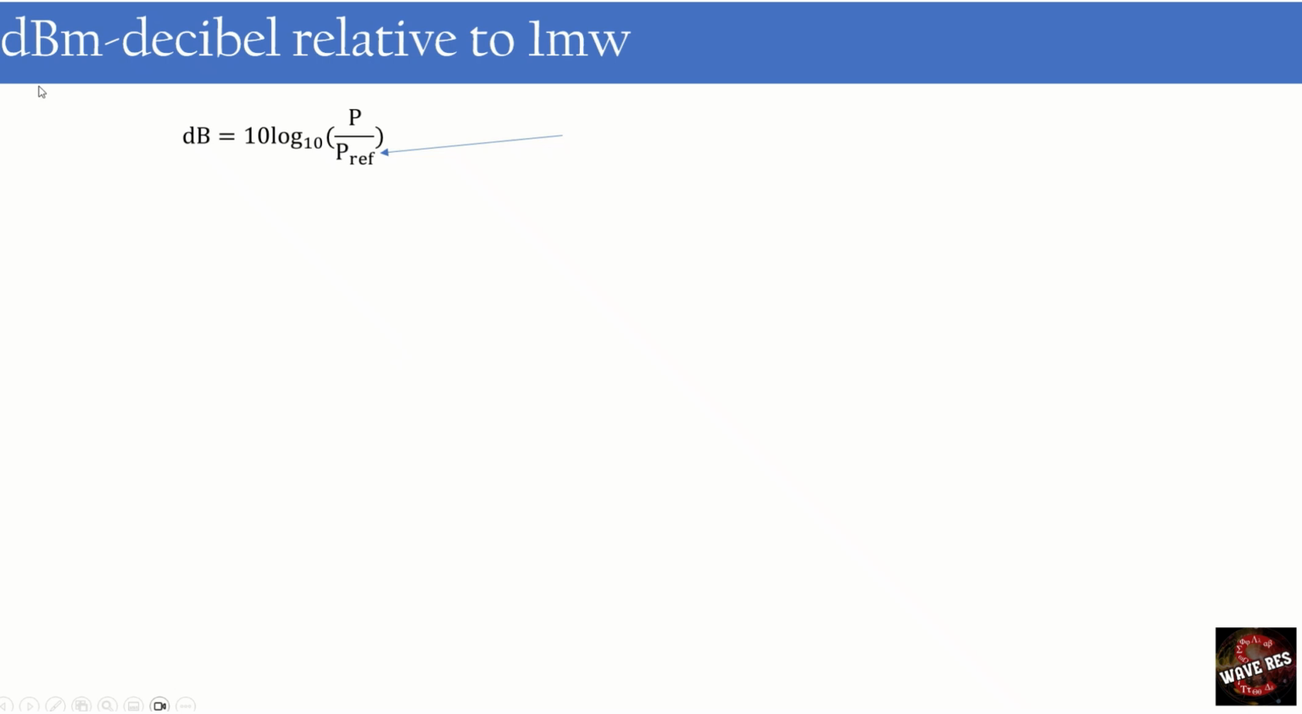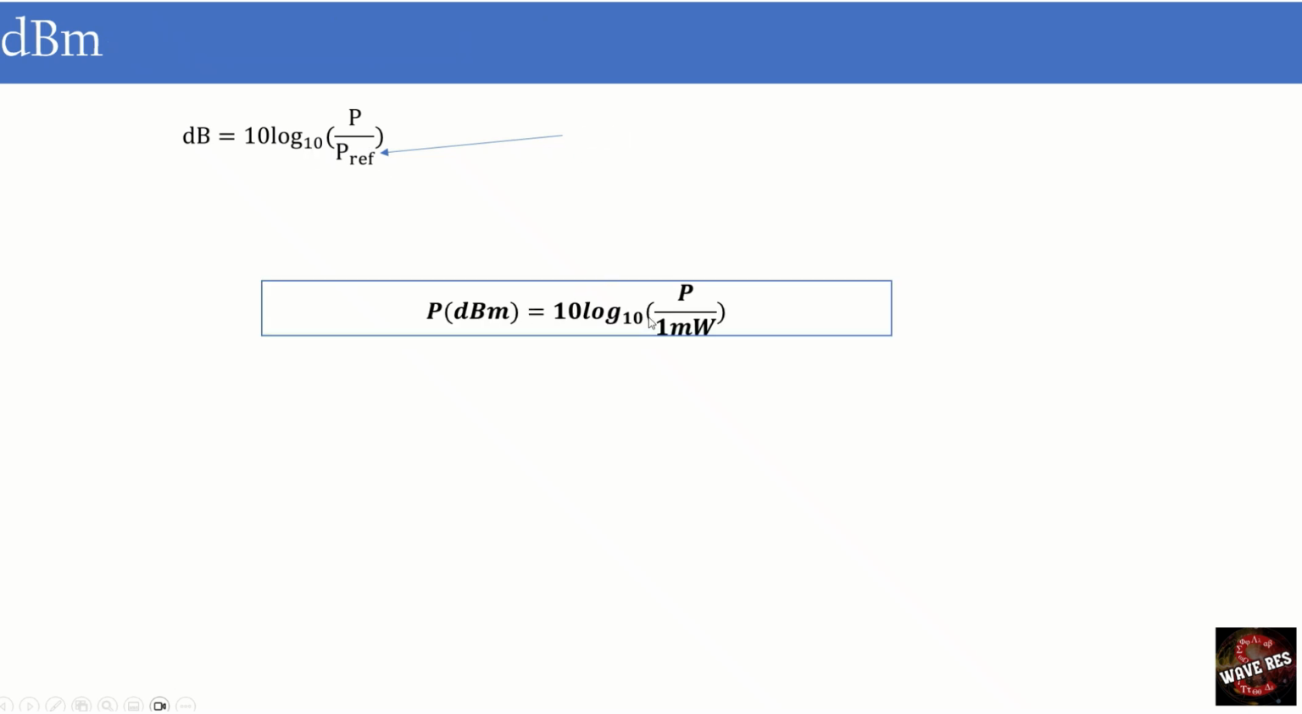Next is dBm or dBmW. Here the decibel is relative to 1 milliwatt. The power is specified relative to 1 milliwatt, and this is the equation where P in decibel with respect to milliwatt equals 10 log 10 of P by 1 milliwatt. So this will give rise to the dBm value.